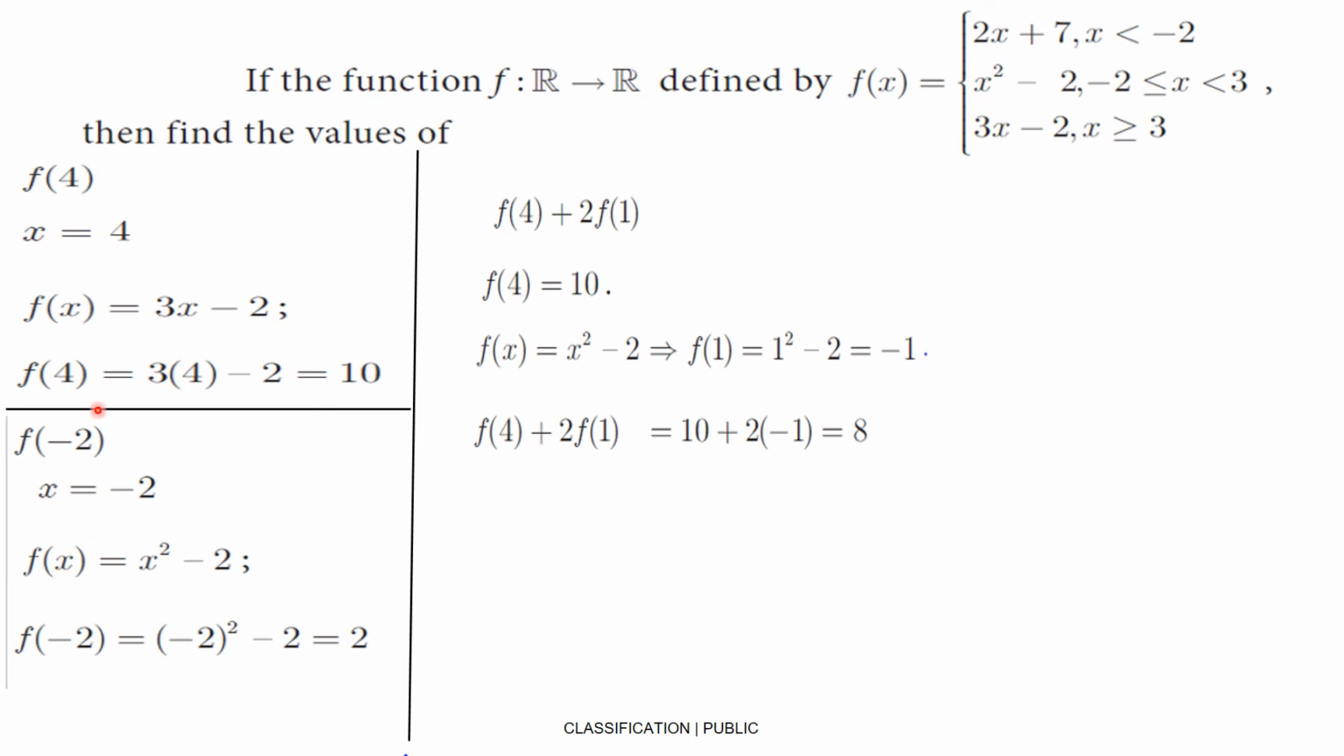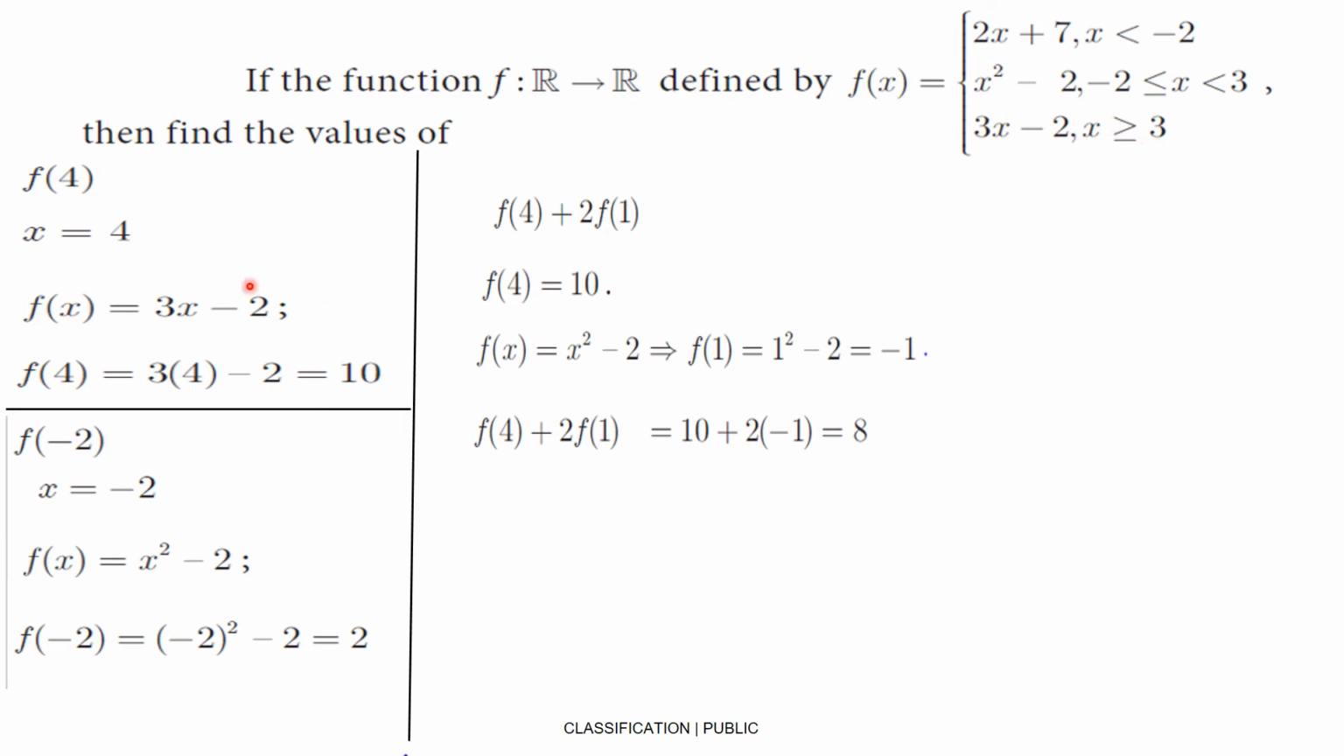Next example, the function f such that R tends to R is defined by f of x equals 2x plus 7 for x less than minus 2, x squared minus 2 for minus 2 less than or equal to x less than 3, and 3x minus 2 for x greater than or equal to 3.